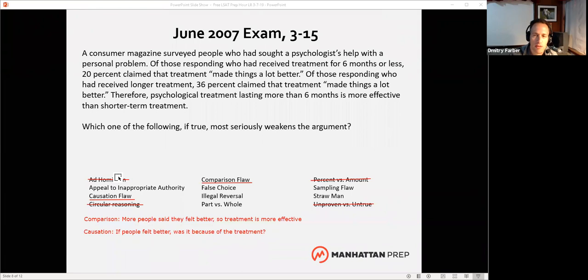What else? False choice. They didn't say, hey, it's either A or B and it's not A kind of thing. So I don't think we call it a false choice. It would be if they said, let's say Dan didn't get more than 6 months of treatment, so he must have gotten less than 6 months of treatment. And you said, oh, well, what if he got exactly 6 months of treatment? Or Dan didn't see a Freudian therapist, so he must have seen a Jungian therapist. Well, wait, are there other kinds of therapists, right?